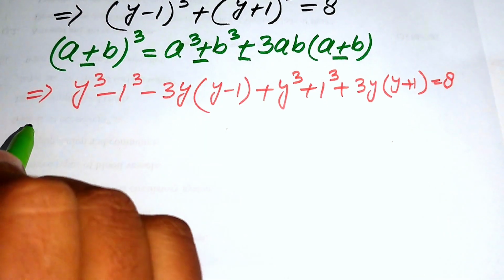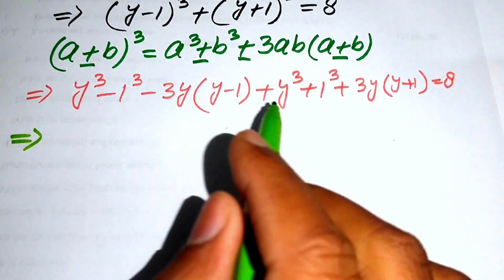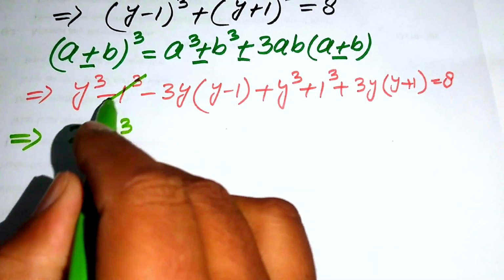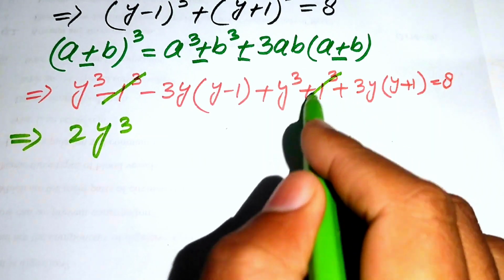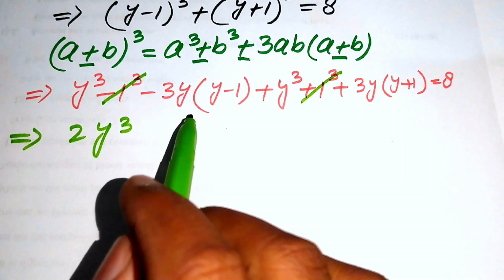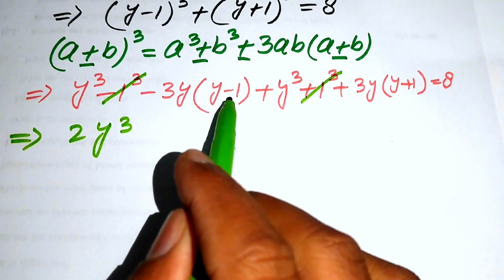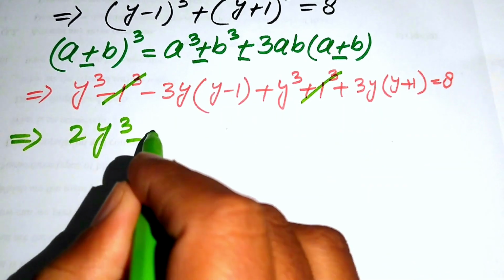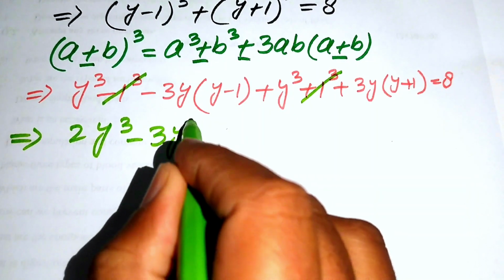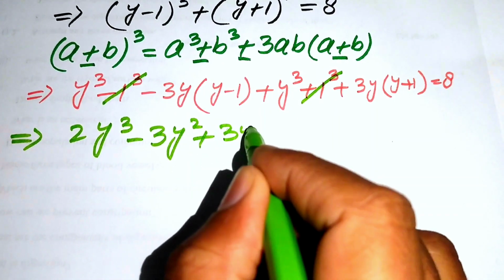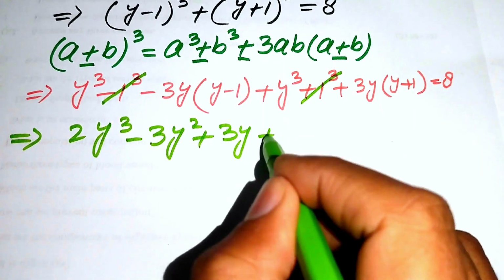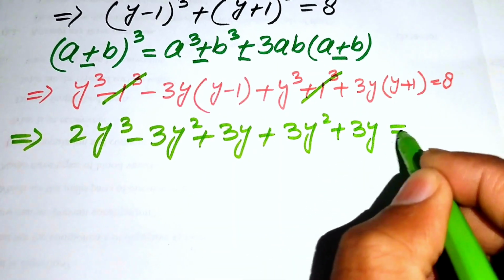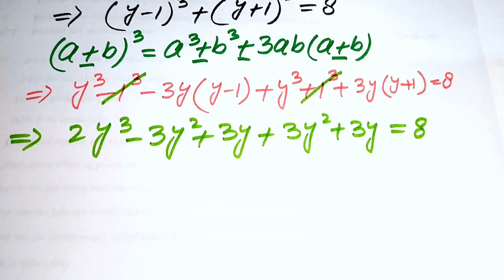Now you see that we have y^3 and y^3 becomes 2y^3. This minus 1 cubed and plus 1 cubed cancel each other, and here we multiply this minus 3y on both of these terms and this plus 3y on both of these terms. So it becomes -3(y^2 + 3y)... that is, -3y^2 + 3y, and from this we have 3y^2 + 3y, and this whole equals 8.